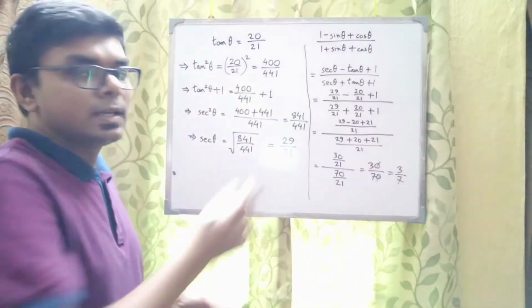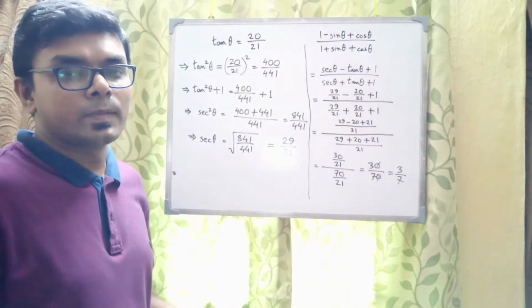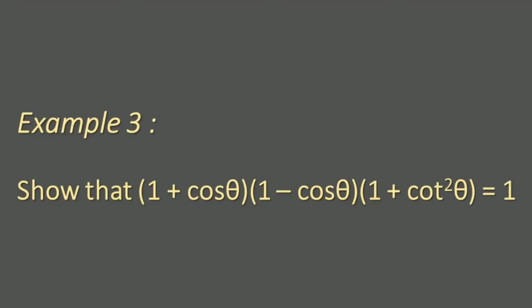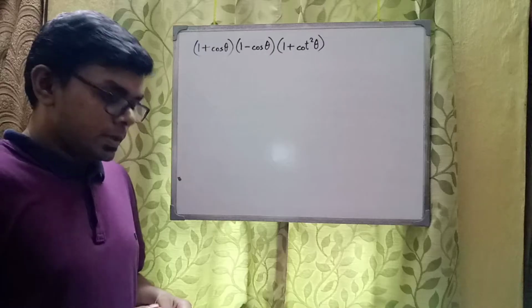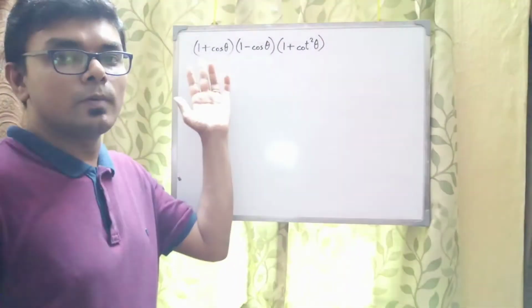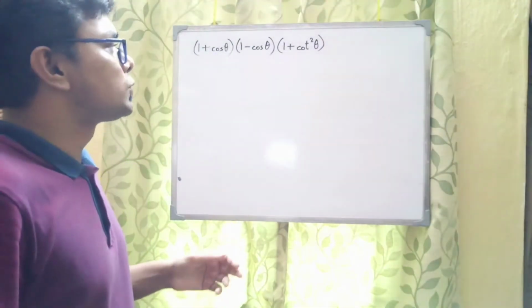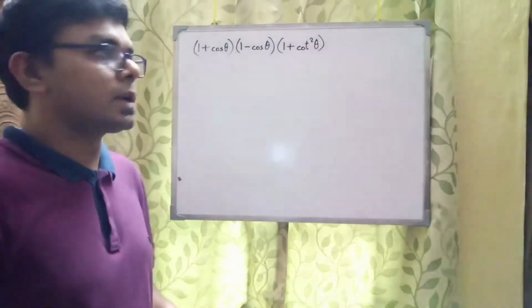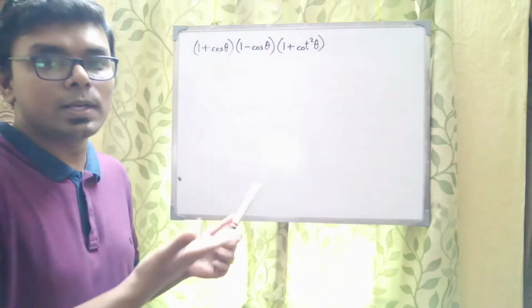So in this way this sum can be done easily. Let's move on to the next question. Now this question says, show that (1 plus cos theta) into (1 minus cos theta) into (1 plus cot square theta) equals 1. Now this is the left hand side which is given in the question. So this has to be proven to be equal to 1. So this is quite an easy one.